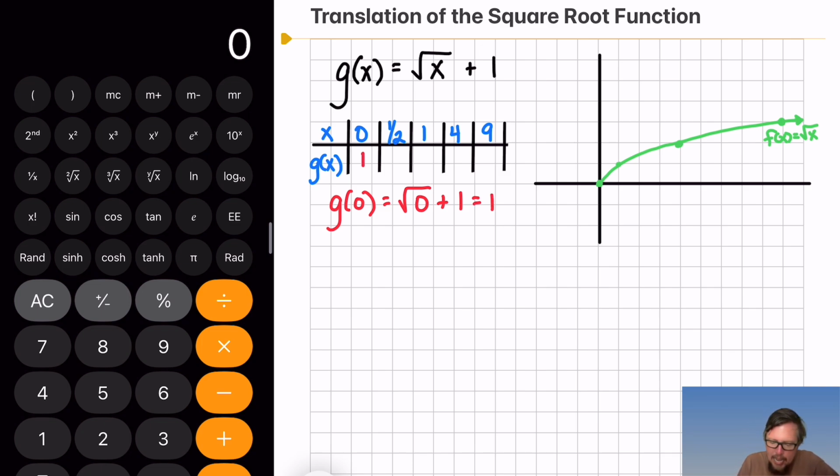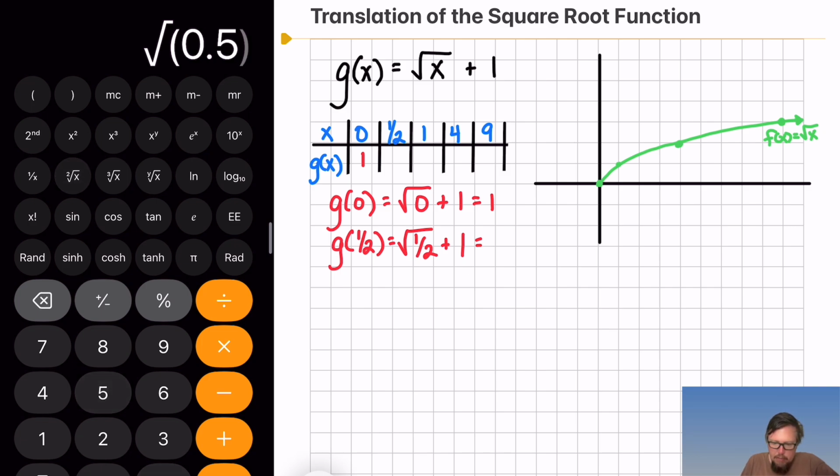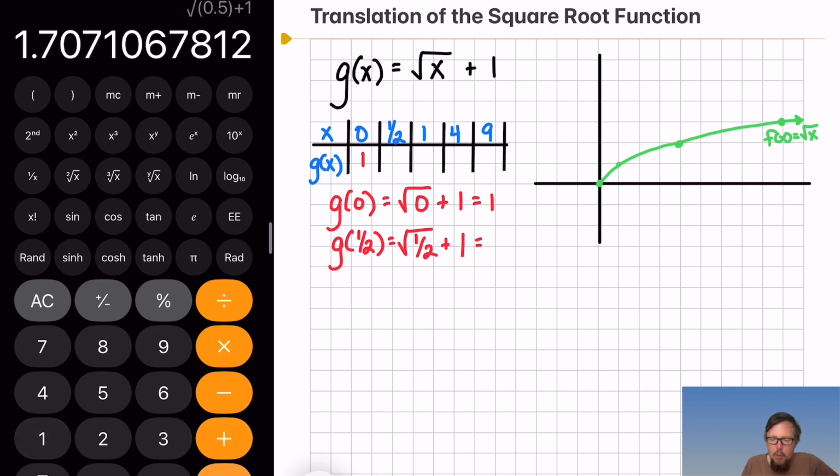Next on our list is a half, so we'll do g of 1 half. So that's the square root of 1 half plus 1. So over on our calculator, we'll do square root of a half, which we'll just do as 0.5, and then plus 1 on the end. That gives us 1.707, which we'll just round to 1.7. Next, we'll do g of 1. That's also one we don't really need the calculator for. Square root of 1 is 1, and 1 plus 1, as far as I remember, is 2.